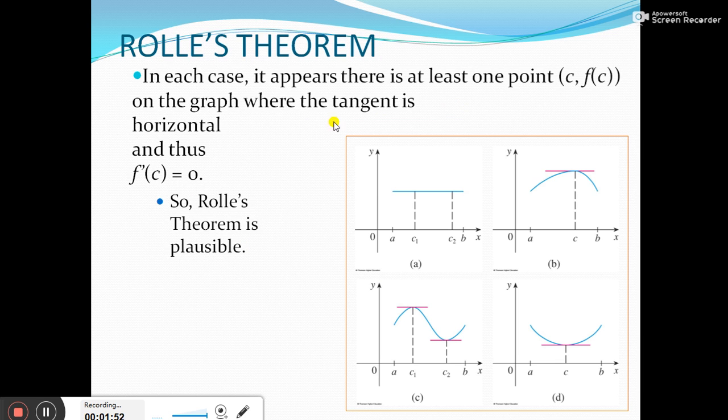Now it means there is at least one point, that is c, f(c), on the graph where the tangent is a horizontal line and thus parallel to the x-axis, so f'(c) is equal to 0. Because f'(c) is equal to 0, that means the slope of a line which is parallel to the x-axis. From this we can say that Rolle's theorem is possible.